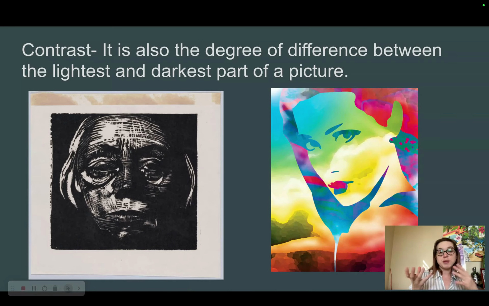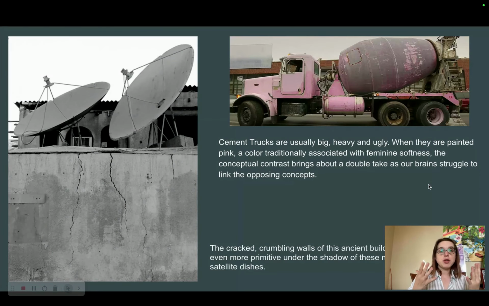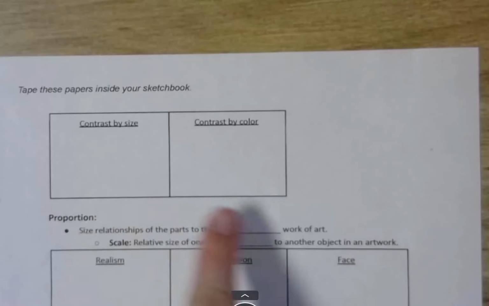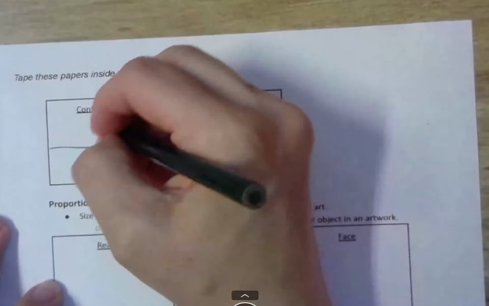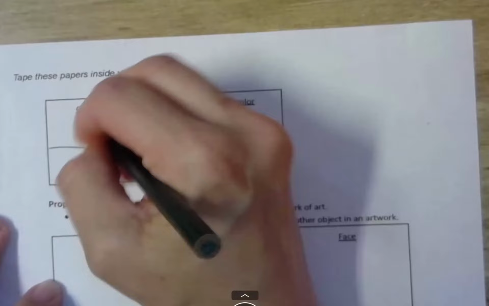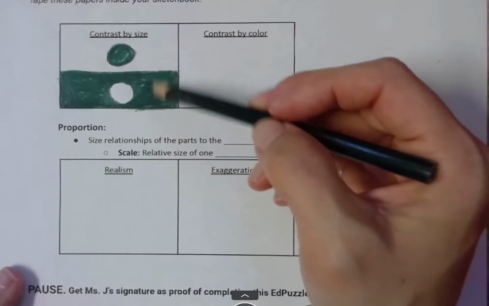So when we talk about contrast, sometimes it's how dark or how light something is. Now, when we talk about contrast, we can also talk about ideas and things, such as this pink cement truck or this cracked wall with these satellites on top. Here are two ways to explore contrast. We can have two shapes, and I'm going to color this one dark, and then I'm going to color the background the same color. So there's a contrast of dark and light.